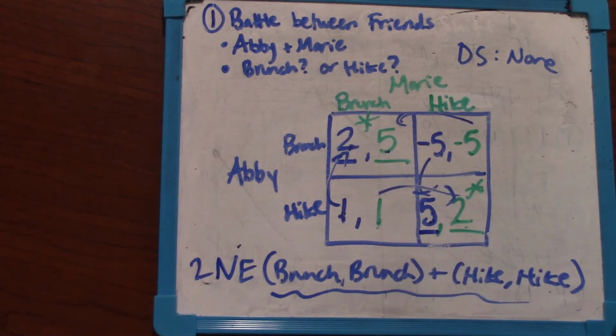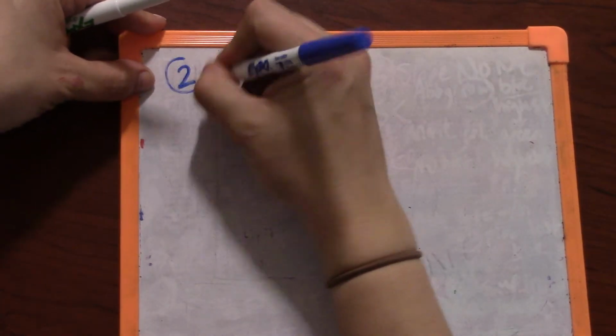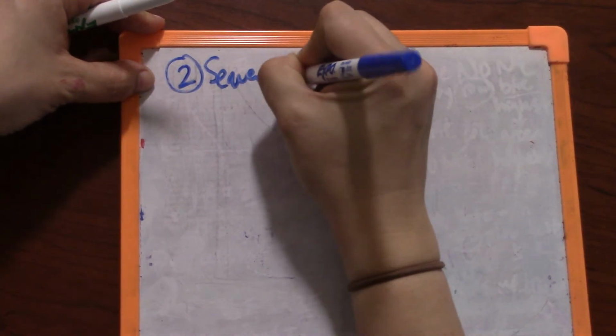The idea is they will coordinate on brunch or hike, but we're not sure which is more likely. 2 equally likely Nash equilibria. Now, we're going to talk about the same game, but we're going to have a sequential game.